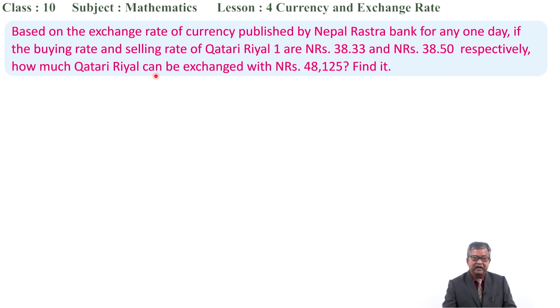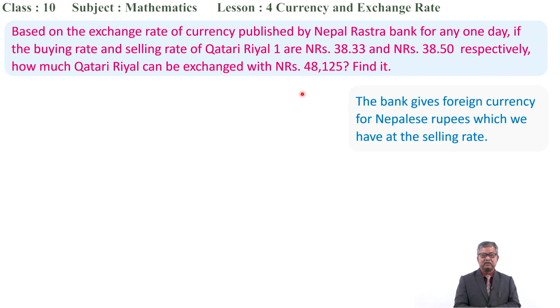How much Qatari Riyal can be exchanged with Nepalese rupees 48,125? So now in this problem, we have the Nepali rupees and we want Qatari Riyal. So we need foreign currency, isn't it? We need Qatari Riyal, which means we need the foreign currency. That means the bank gives the foreign currency for the Nepali rupees. It means the bank is selling. So which rate does the bank use? Selling rate. Good. So the bank gives foreign currency for Nepalese rupees which we have at the selling rate.